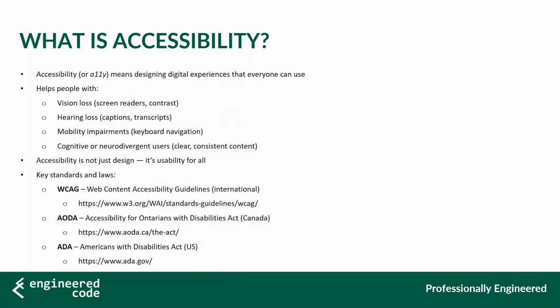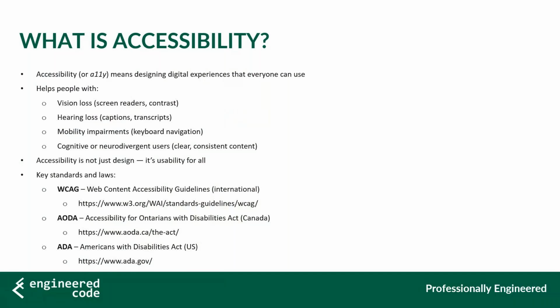Accessibility, or A11Y, that's shorthand with 11 letters between the A and Y, refers to designing digital experiences so that everyone can access and use them regardless of ability. It includes people who are blind or visually impaired. These users would use screen readers. Or deaf or hard of hearing users would rely on captions or transcripts. Mobility impaired would be using keyboard only or assistive switches. And neurodivergent or cognitively impaired users would need clear, structured content.